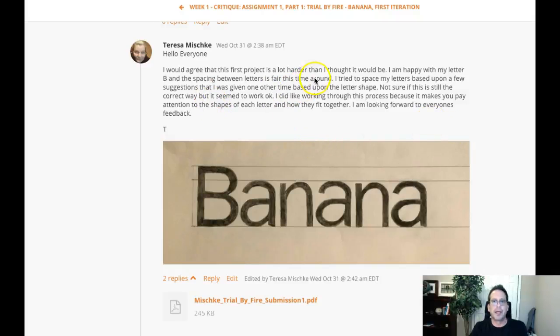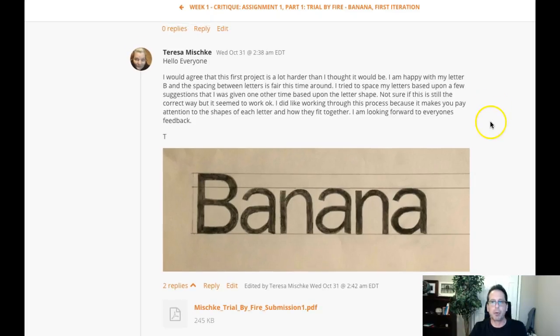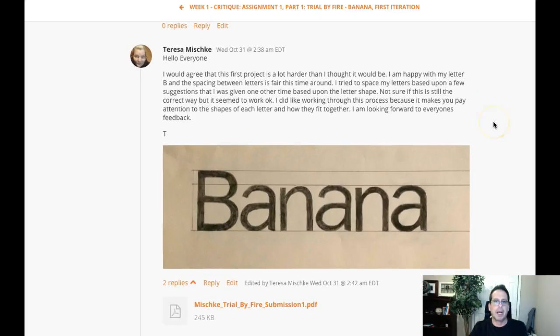All right. So yes, this is a lot harder than it looks when you first glance through the assignment specifications, isn't it? Mark had mentioned the same thing, and I totally agree with this. All right. So I tried to space my letters based upon a few suggestions that I was given one other time based on the letter shapes. Not sure if this is correct.